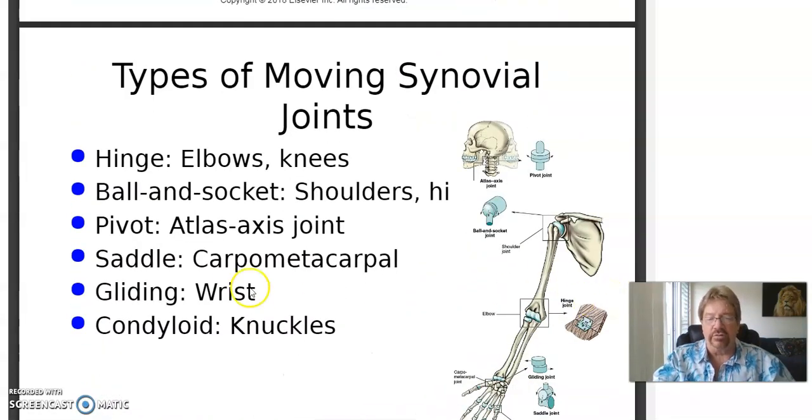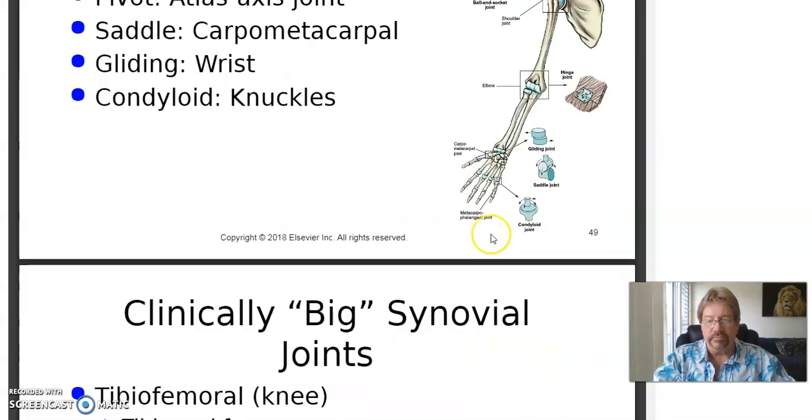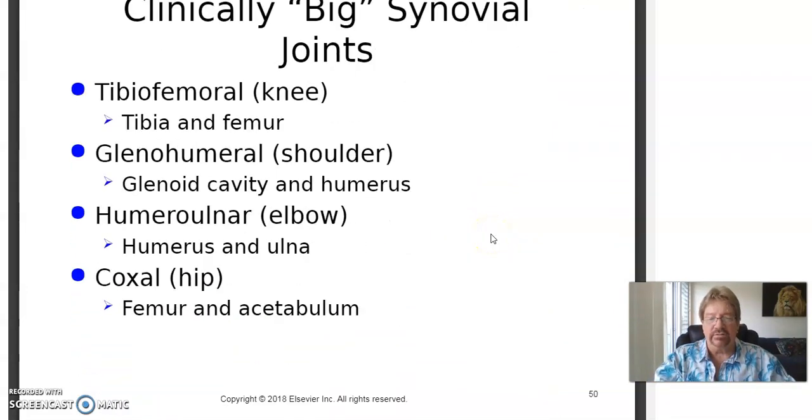Types of synovial joint. We have a hinge joint like our elbows and knees, ball and socket like the shoulder, pivot like the axis and atlas, saddle, we don't have an example, gliding like the wrist, condyloid like the knuckles. Big synovial joint, tibiofemoral, the knee joint, gives a lot of trouble. Glenohumeral, the shoulder, has the most range of motion of any joint in the body, and it's the most delicate. Humeroulnar, the elbow, and coxal, the hip joints.